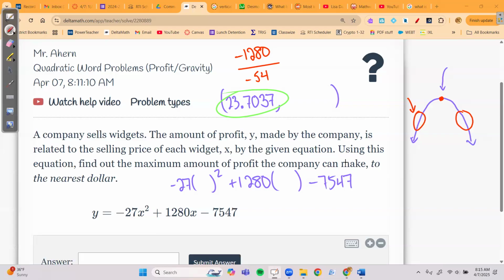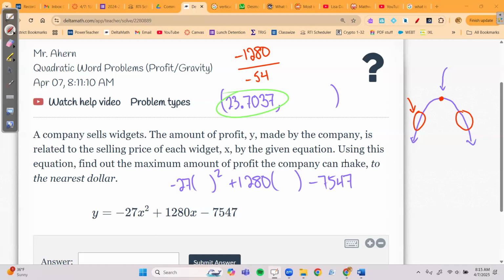So negative 27 times 23.7037 squared, plus 1280 times 23.7037, minus 7547. What kind of an answer here would, before I hit enter, make us think we did something wrong? A negative would, of course, not make any sense, right? So we wouldn't be optimizing our profit if I hit enter and I get a negative.